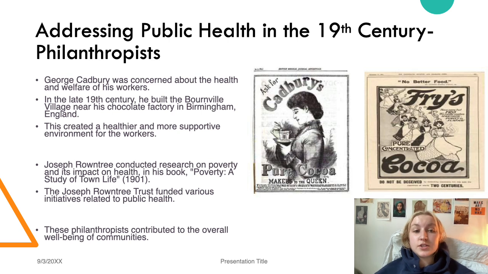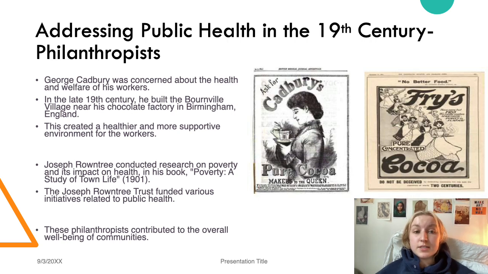In the 19th century, philanthropy significantly addressed public health problems, and individuals like George Cadbury and Joseph Rowntree made notable contributions. Their efforts focused on improving living conditions, promoting social reforms, and addressing health disparities among the working class.